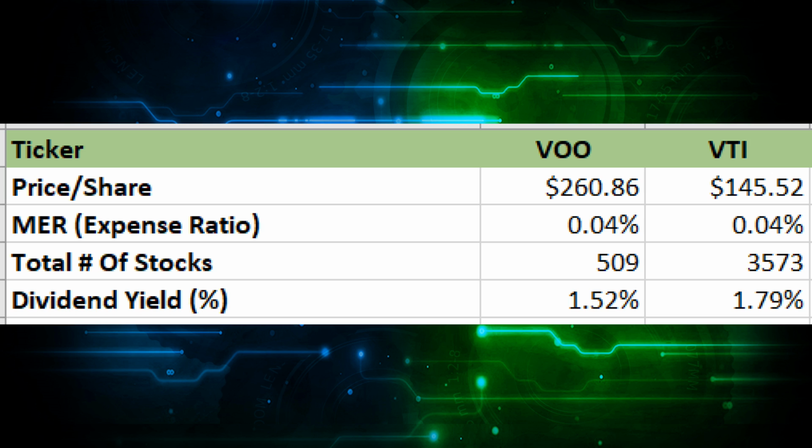And then the last thing I really want to compare is the dividend yield, which VOO has a 1.52% yield and VTI has a bit higher 1.79% yield. So VTI has a slight edge here, and over time this may actually make a big difference depending on the performance of each ETF, of course. So based on the information and the data you've seen already, you may already have picked a favorite and you may already have a preference between VOO and VTI.